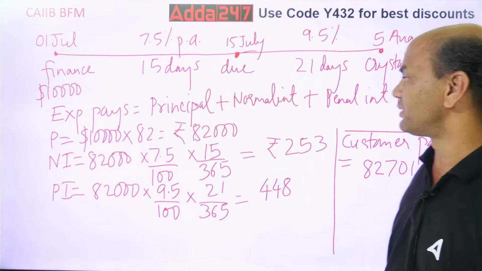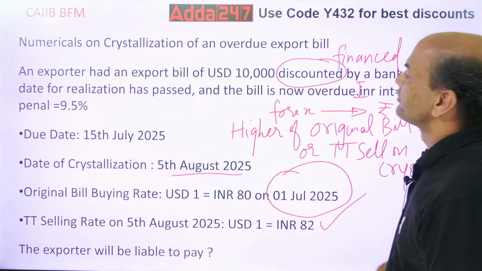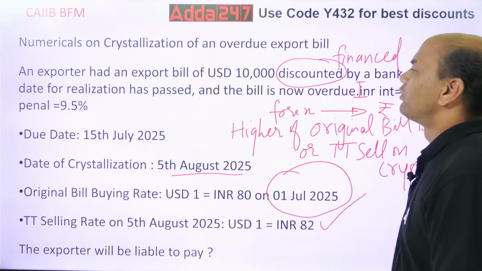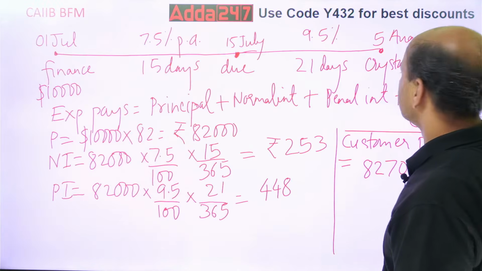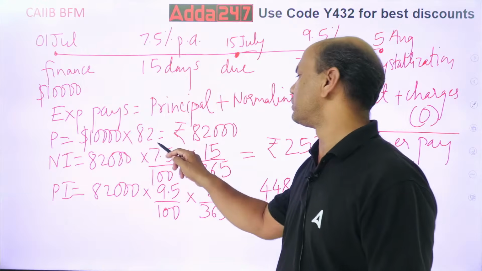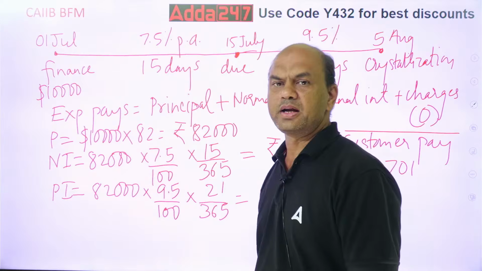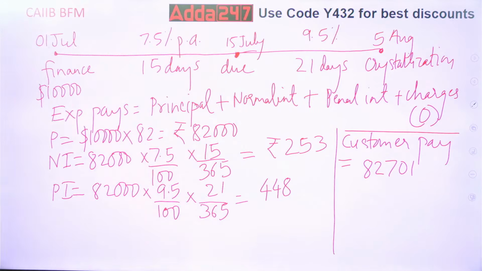What is the principal? Principal is what? 10,000 USD. Okay? Into, what is it now? Rate. Rate is what? 82. Correct? So 10,000 into 82. So 82,000 rupees is the principal. Right? Everyone getting this? Check it properly. Okay? 82,000 is the principal. Got it? Next is what?